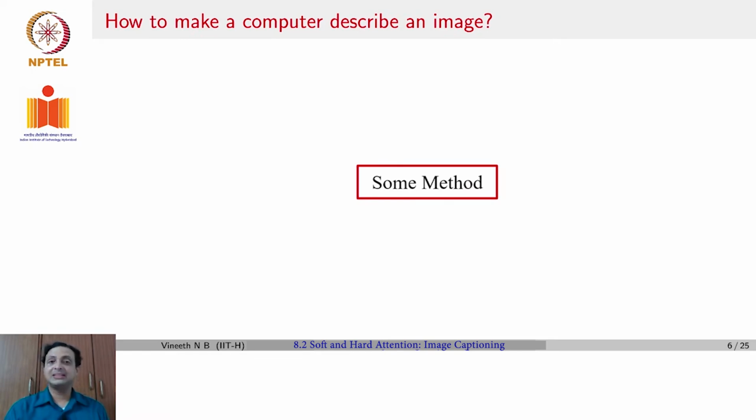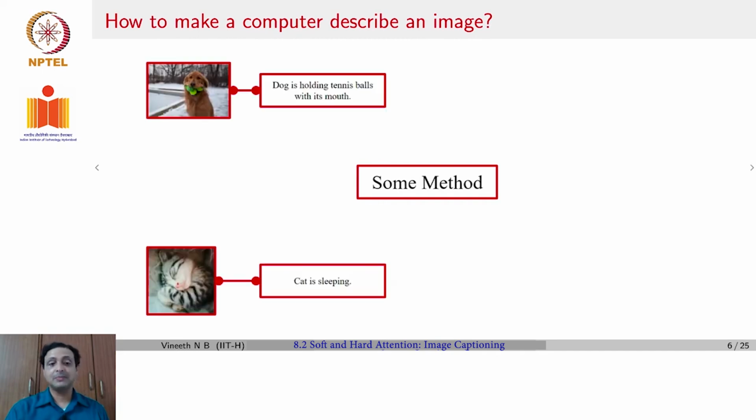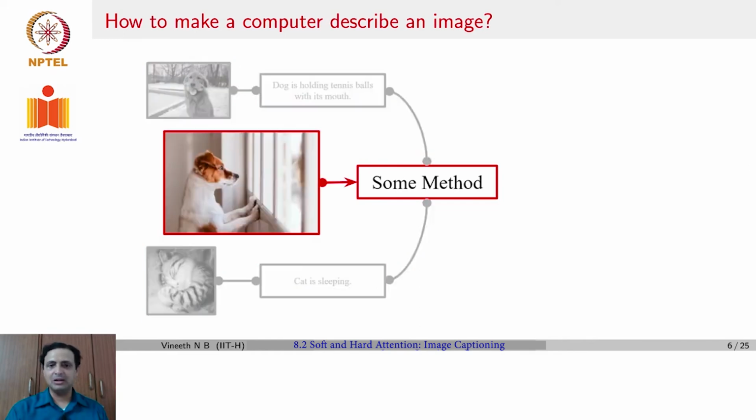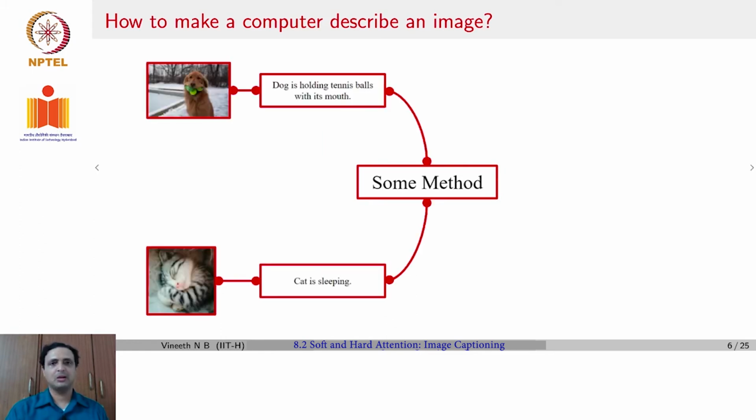Ideally, we obviously need some method which can work on the images and give us this output. So given some images and given some captions which describe those images, we give them as input to some method which now takes a new image and gives the output, dog is looking outside the window. Now, how do we go about coming up with this method?